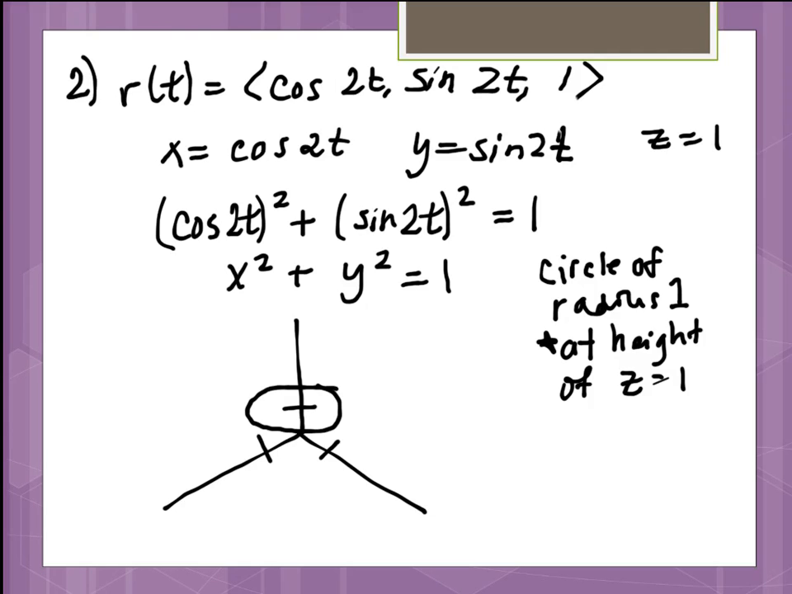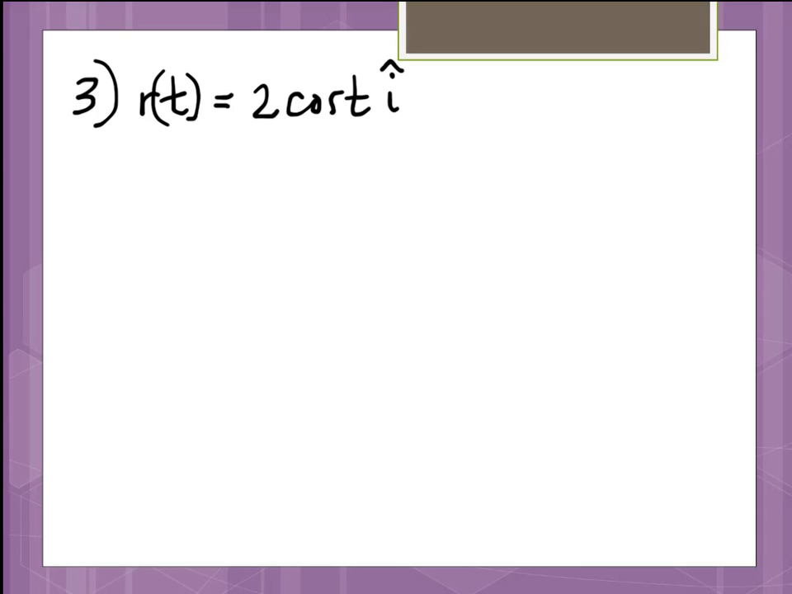I'm sorry. Okay, let's try one more. Number 3. r of t equals 2 cosine of t i, I'll put your little hats on there like you're seeing in some of your other classes, plus sine t j plus 3t k. So tell me some things you're seeing as you're looking at this.